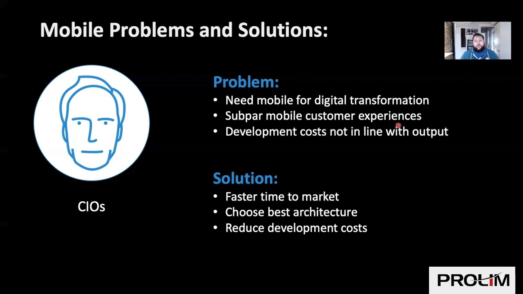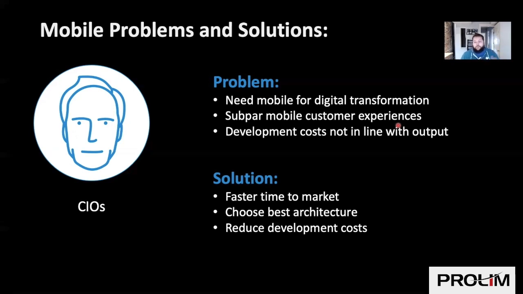And even so, with the subpar mobile experiences they have, the development costs that they're investing in those subpar experiences are not lining up with the output. So when they look at the profit and loss column of their mobile investments in terms of development, it doesn't look pretty for them, yet they still hear the need for more mobile solutions from the business and from the users. So what is the solution for CIOs?